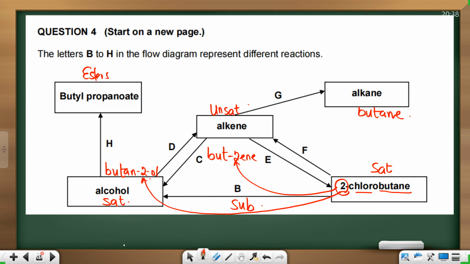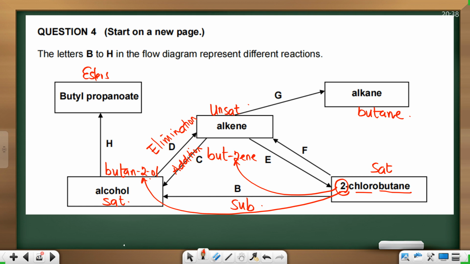C. From unsaturated to saturated. This one is addition, USA. And D, you were correct, elimination. Okay. Guys, I hope you've seen what I'm doing before I even answer the question.